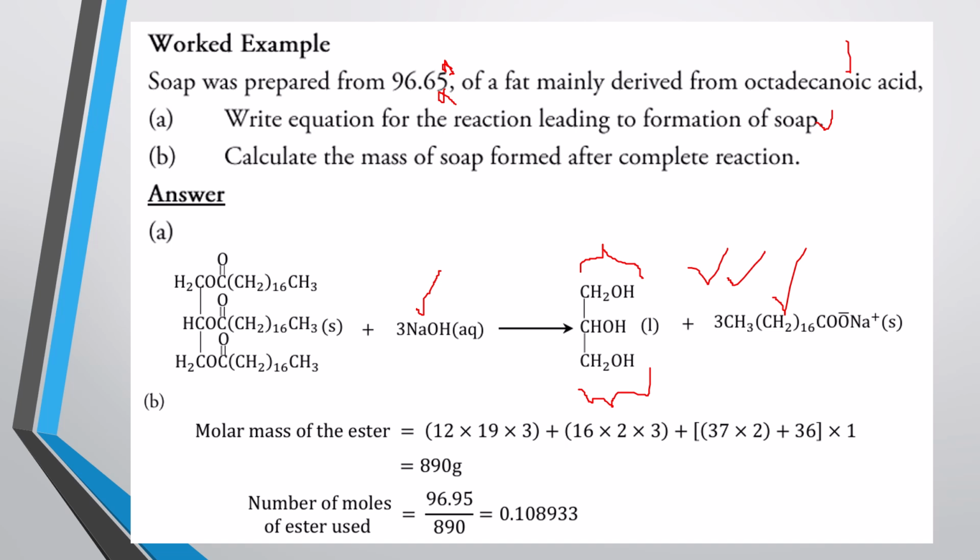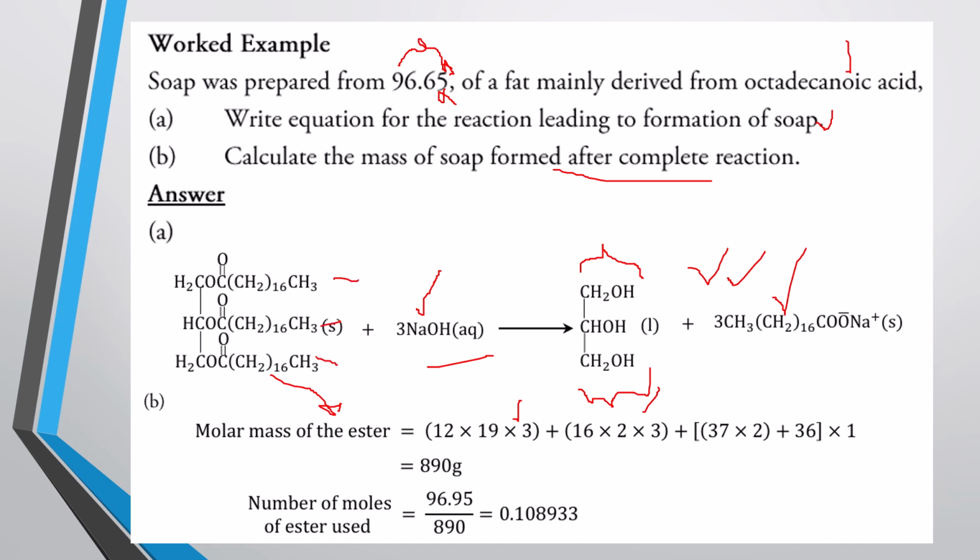If you look, they're telling us to calculate the mass of the soap that is formed after complete reaction. When they talk about complete reaction, we have to refer to the equation, and in the equation we always use moles. That means we have to get this mass that was given, and then convert it to moles. For us to convert mass to moles, we first have to get the mass of this ester that we have. So it's going to be carbon: 12 times 19 times 3, for calculating the mass of carbon. Then oxygen is going to be 16 times 2 times 3. Now this 3 is common. You'll see this 3 repeating because we have 3 chains.